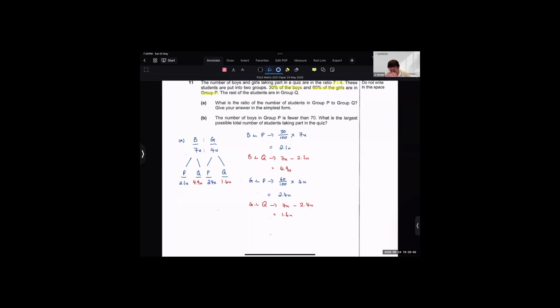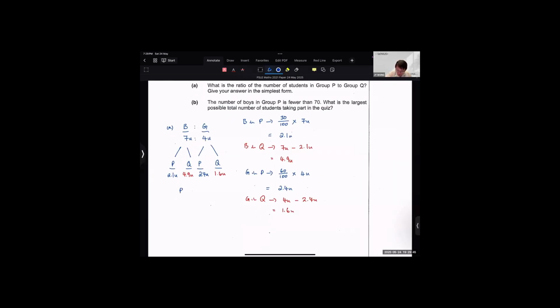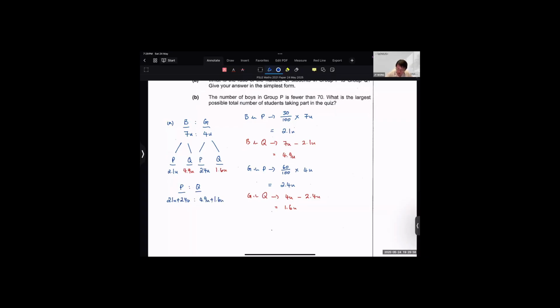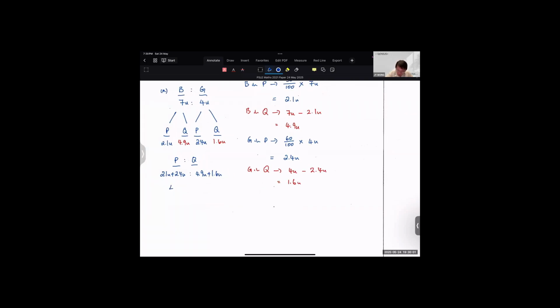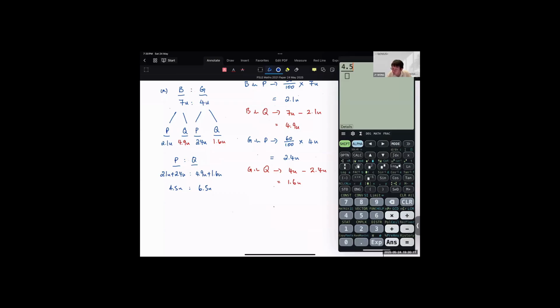And therefore, the ratio of the number of students in P to the number of students in Q: P is 2.1U plus 2.4U, while Q is 4.9U plus 1.6U. You will get 4.5U to 6.5U. Simplify it using your calculator. You press it as a fraction. 4.5 out of 6.5 will give you 9 over 13. And therefore, the ratio here is 9 to 13.